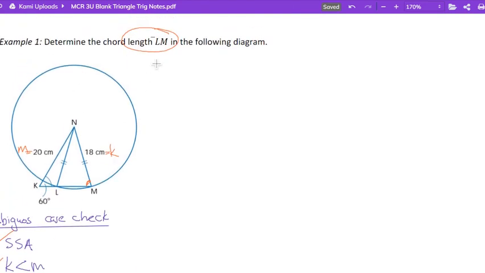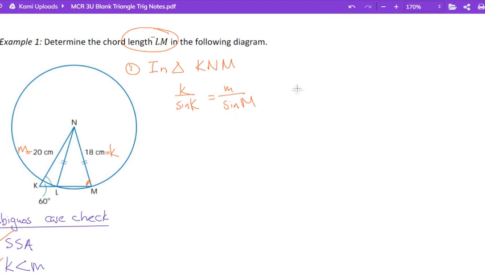Okay, so I might say it like this. In triangle KNM, so that we know which triangle we're working in. So in triangle KNM, I'm going to say K over sine K equals M over sine M. Okay, sub in the numbers, solve for it.